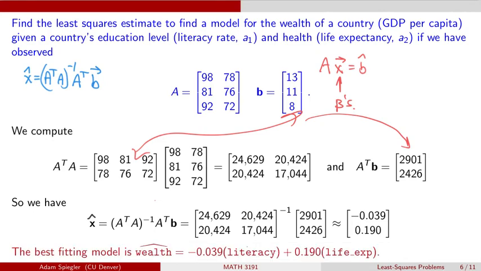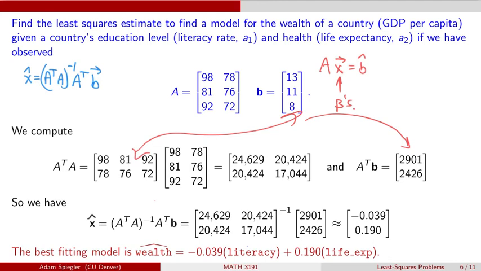And so what this tells us, great, we just solved this least squares problem, and this gives us a nice model. This tells us if I'm going to construct a model of the form wealth is equal to beta 1 times the literacy rate plus beta 2 times the life expectancy, then the coefficients that are going to work best are going to be beta 1 should be minus 0.039 and beta 2 should be 0.190.